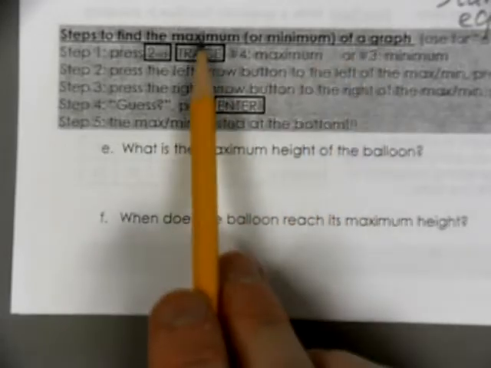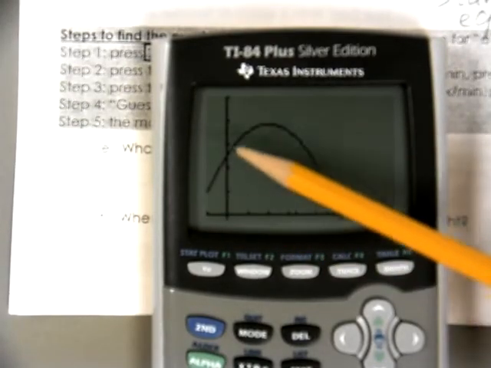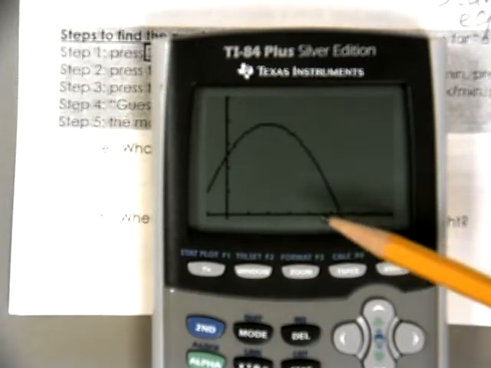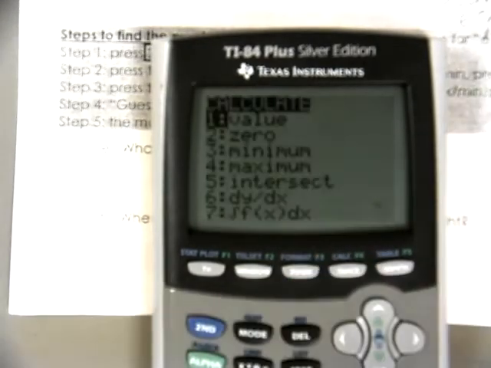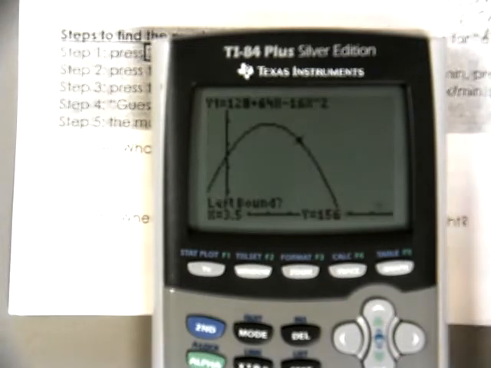Now we can find different points. We can look for our max and our min. To find our max or min, in this case, it's going to be a maximum. It's going to be the high point because our a value is negative. We're going to second trace. Looking at the maximum value, number 4 is your maximum. We're looking for a high point, so we're going to use number 4.